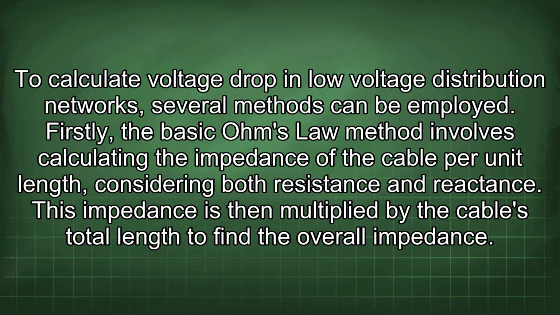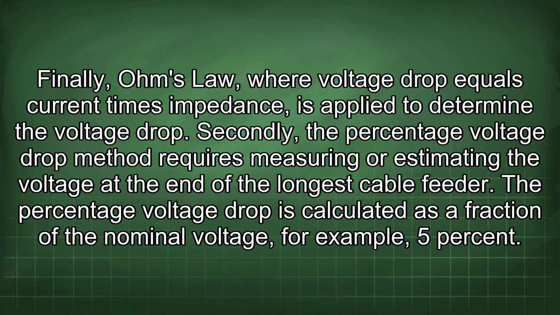To calculate voltage drop in low-voltage distribution networks, several methods can be employed. Firstly, the basic Ohm's law method involves calculating the impedance of the cable per unit length, considering both resistance and reactance. This impedance is then multiplied by the cable's total length to find the overall impedance. Finally, Ohm's law, where voltage drop equals current times impedance, is applied to determine the voltage drop.